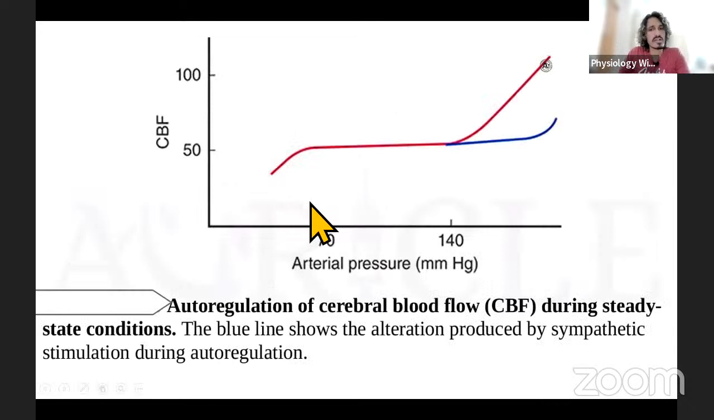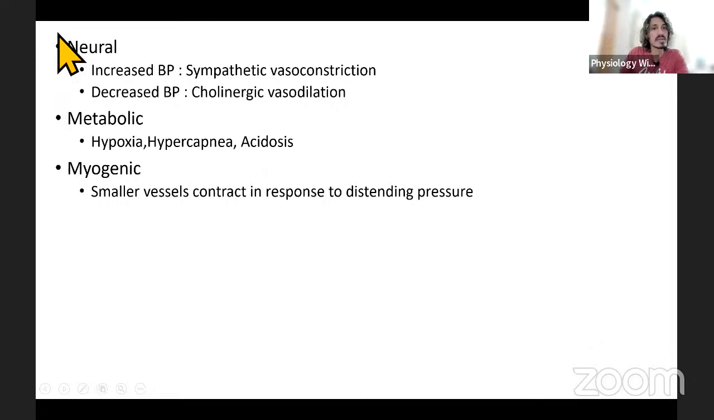Now, there is a concept of auto-regulation of cerebral blood flow, and usually there's a range between 65 to 140 millimeter mercury. So it can be because of some myogenic cause. Whenever there's an increase in the pressure, through a calcium-mediated mechanism, it can result in a constriction. This happens especially in smaller vessels. And metabolic, like hypoxia, hypercapnia, acidosis, all of that again can result in local vasodilator metabolites and can result in vasodilation. Neural, again, sympathetic system can result in vasoconstriction.